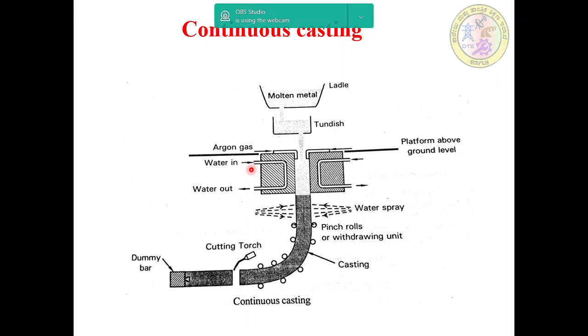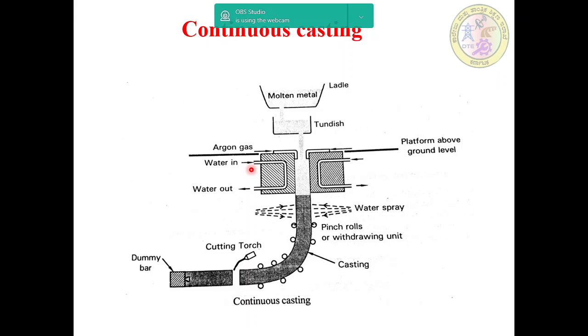In the continuous casting process, liquid metal is directly converted into solid form in one stretch to produce billets, bars, structural sections, etc. Here the main principle of the continuous casting process is that molten metal is converted to solid metal continuously in long lengths. Molten metal is poured into the mold at one end and the solid metal is drawn from the other end.